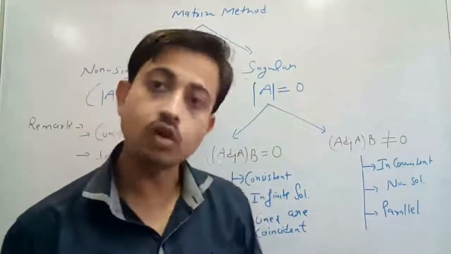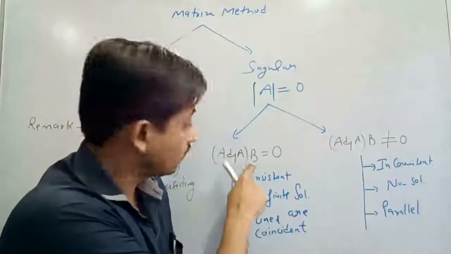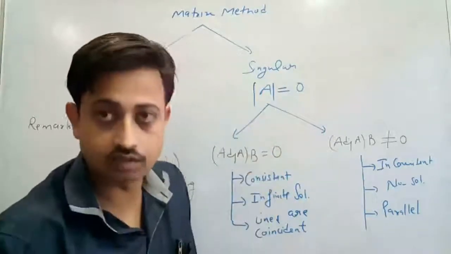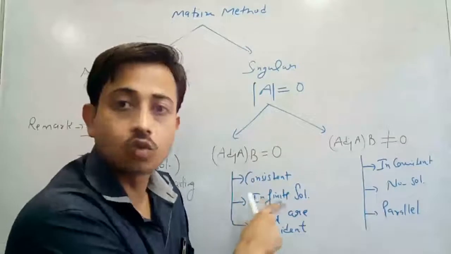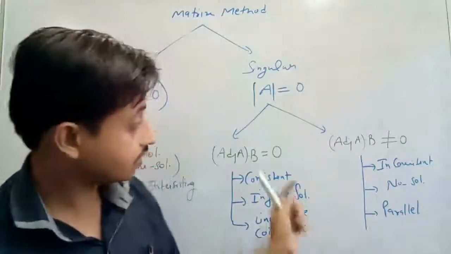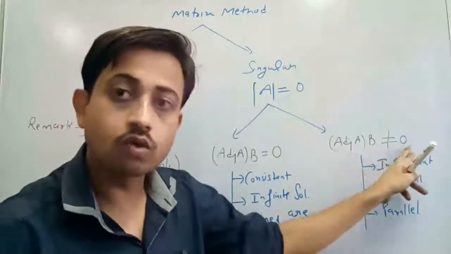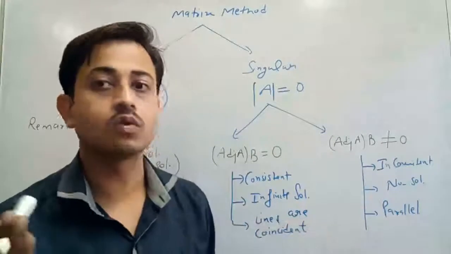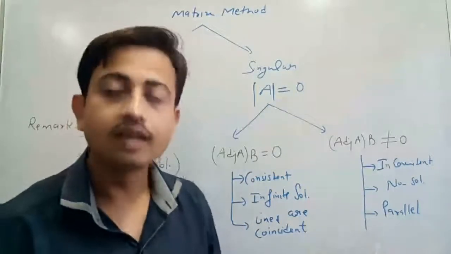then you have to do the second step. What is the second step? You have to calculate the adjoint of A and multiply it with matrix B. After solving that, if you get a 0 matrix, then you can say that the system is consistent, you get infinite solutions, and the lines are coincident, meaning the lines overlap each other. But if the product of the adjoint of A with matrix B is not equal to 0, then the system is inconsistent and you do not get any solution. So the answer is no solution, and the lines are parallel.